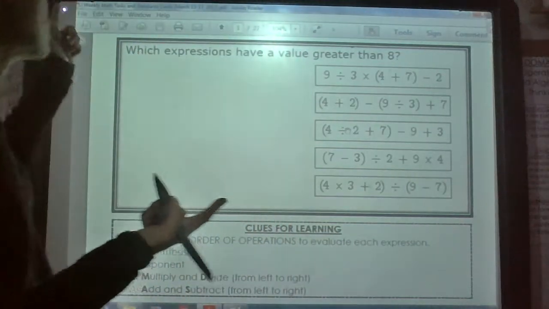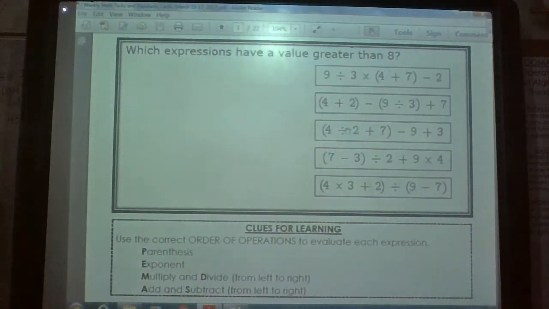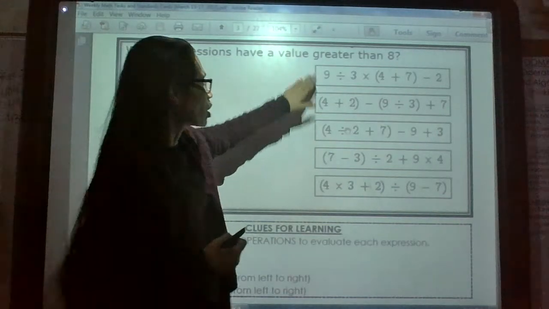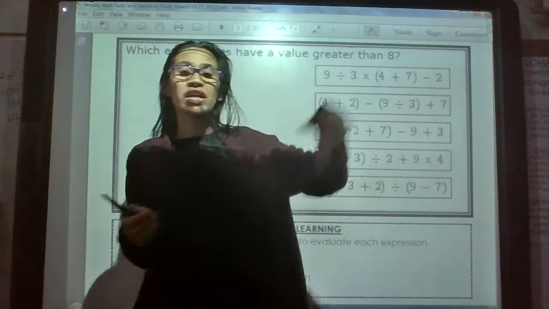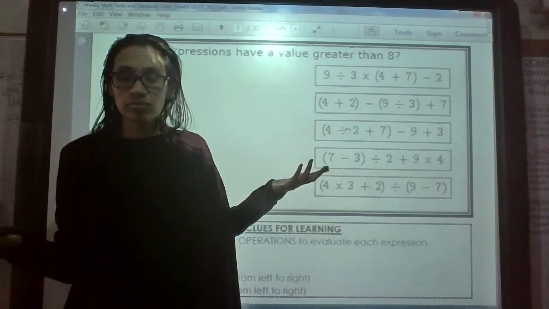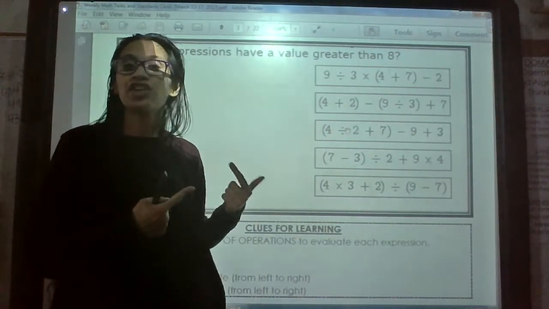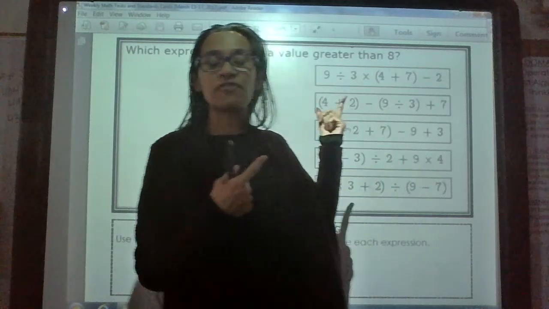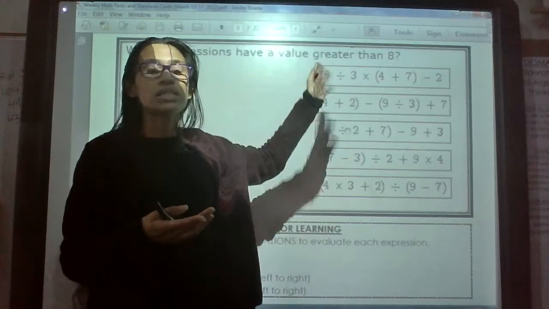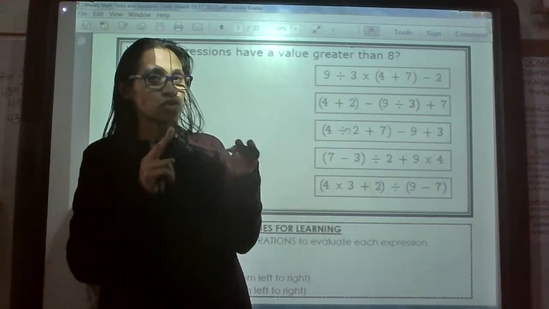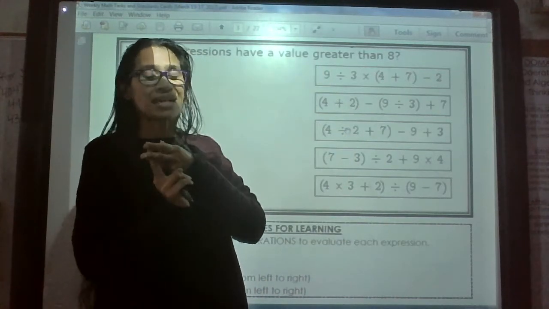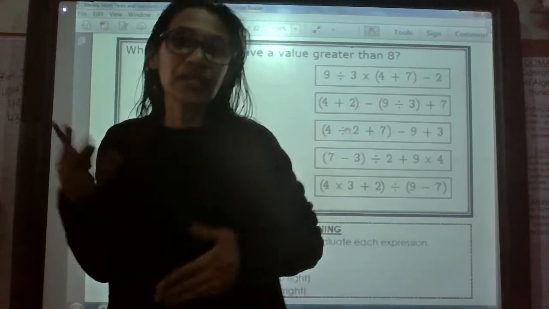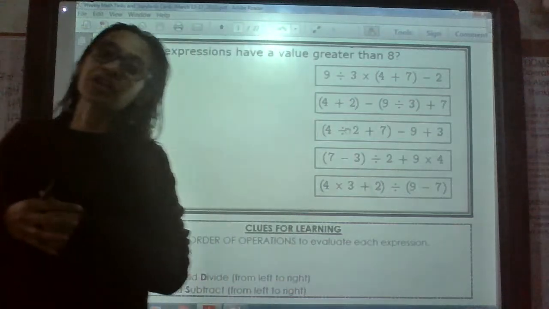All right, we have: which expressions have a value greater than 8? So how many expressions do we have here? I have 1, 2, 3, 4, 5 expressions. What do we need to do? We need to evaluate these expressions and then see which ones have a value greater than 8. So don't just evaluate them and that's it. It's a two-part problem. Evaluate them first and solve it first, and then see which ones have a value greater than 8.